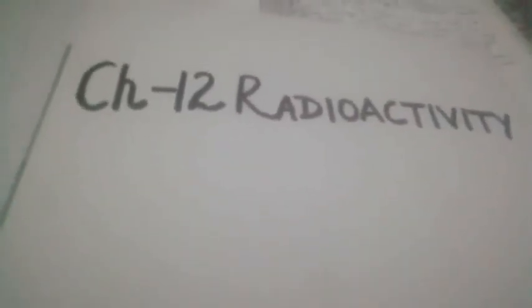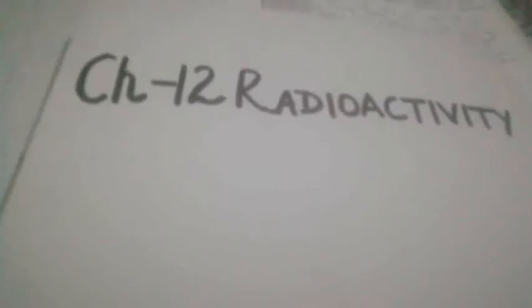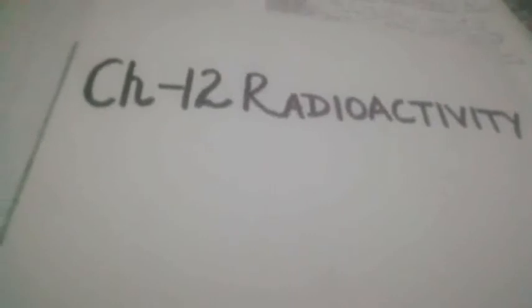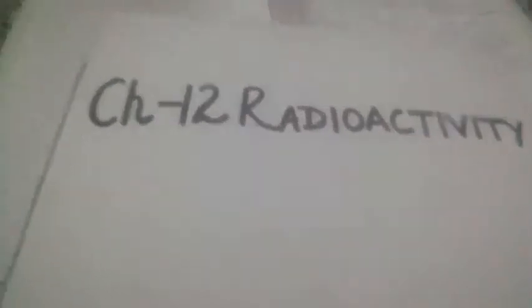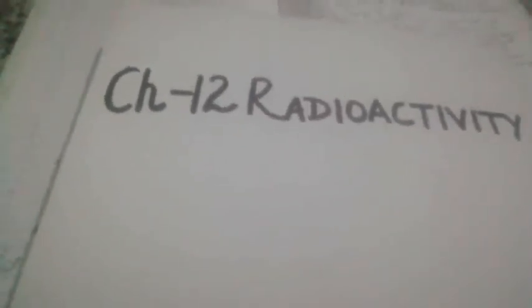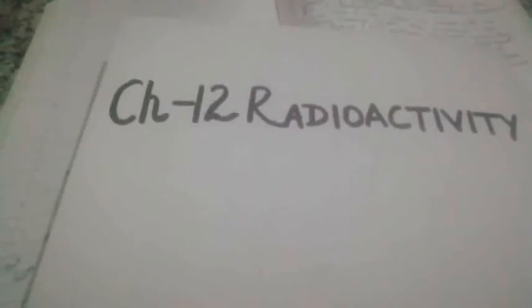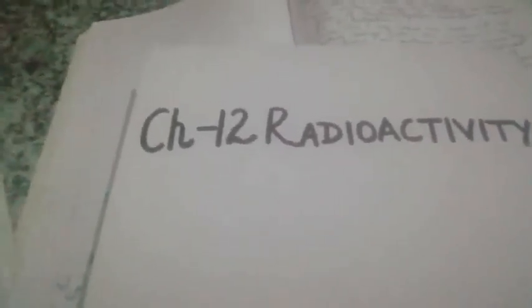Now, your work is to learn and read the chapter Radioactivity and do the question answers given on page number 297, exercise 12A, children. Do mark the answers in your book itself. In the next video, I will explain and discuss the question answers with you, children.